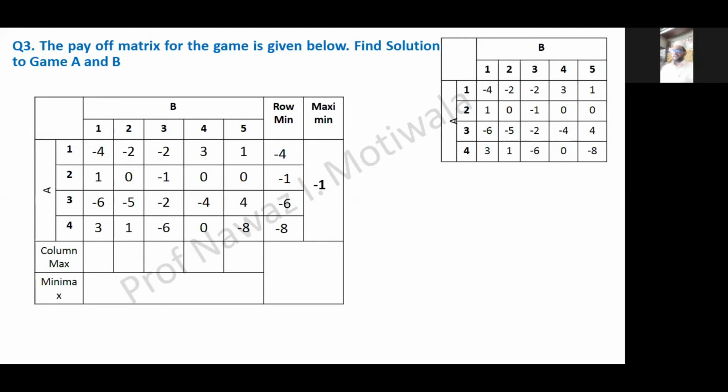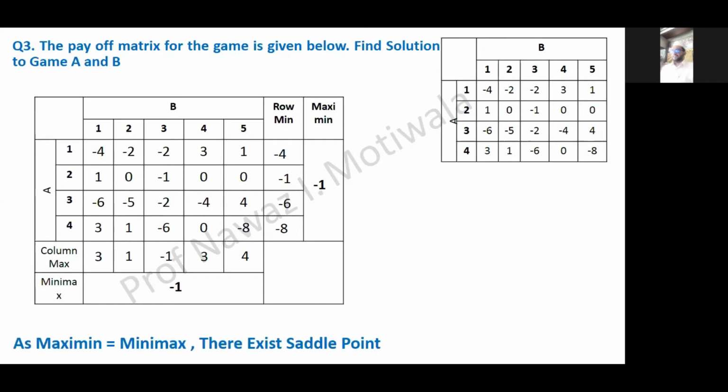Then similarly we will try to find how much maximum loss B can get if he follows the various strategies. So I will get here 3, 1, -1, 3 and 4. Now B will see out of these losses which strategy will give me the minimum loss. So the minimum of these is -1, so I will write -1 here. And as minimax equals maximin, I will write there exists a saddle point. And finally I will write the answer as value of the game -1.